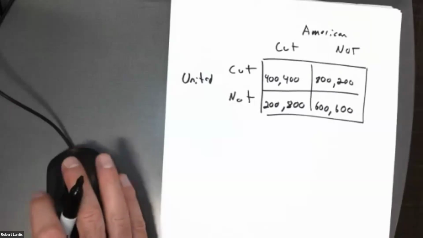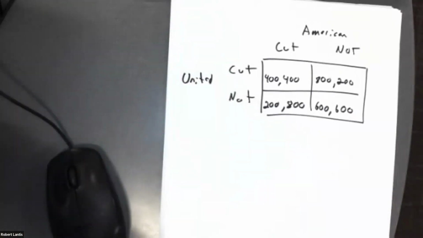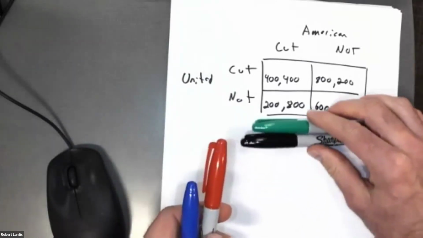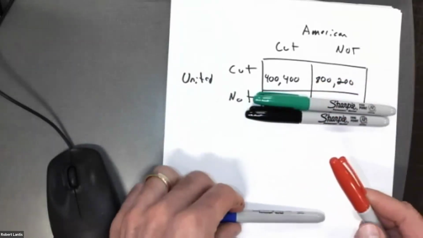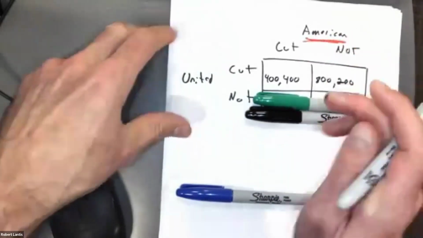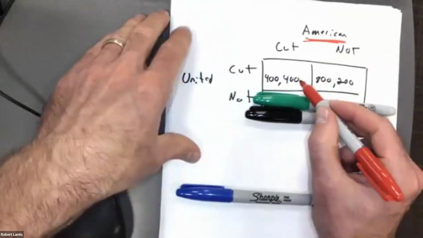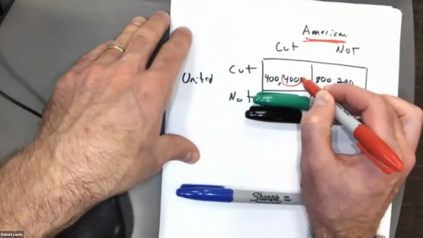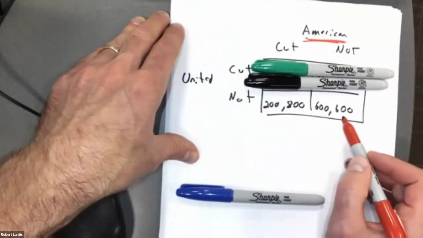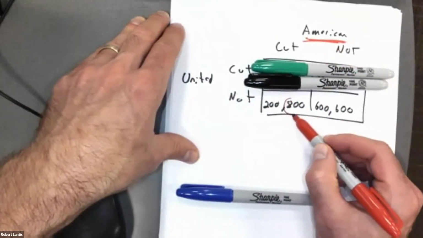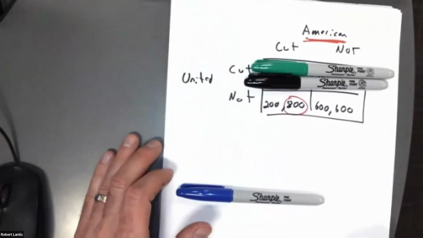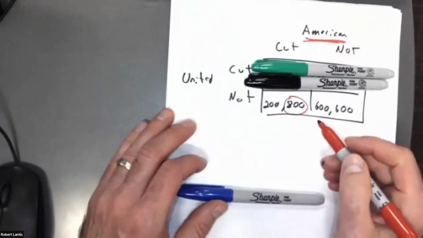So if I looked at this game, what is the Nash equilibrium? If United decides to cut fares, what should American do? Well, 400 is greater than 200, so they should also cut fares. If United doesn't cut fares, what should American do? Well, if they cut their fares, they can sell to way more consumers, even though they're selling at a lower price. In this example, they would have higher profits.